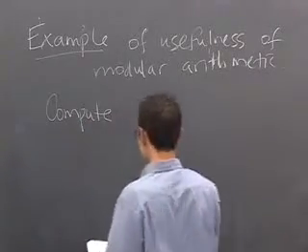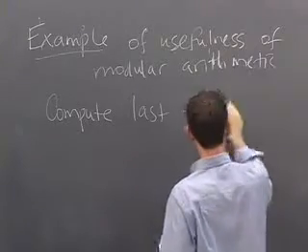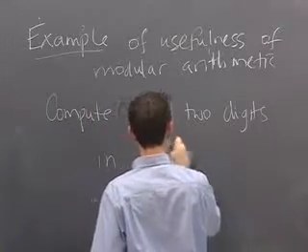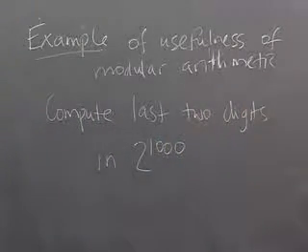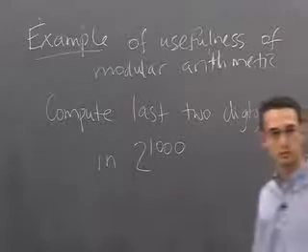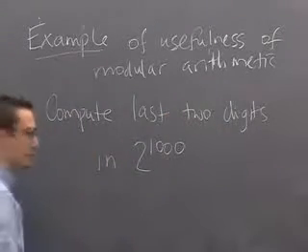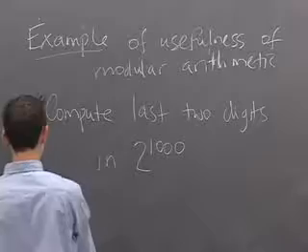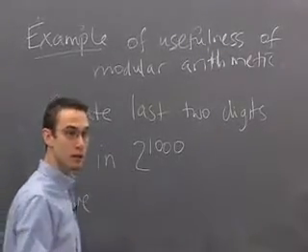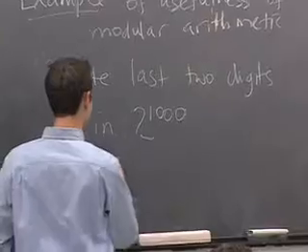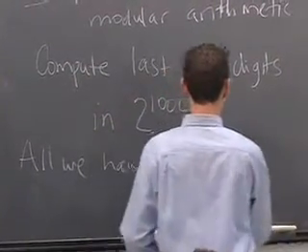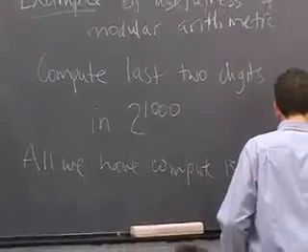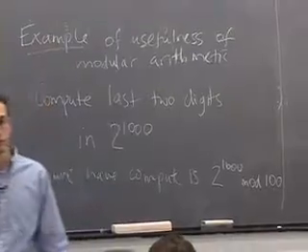Somebody tell me how to compute the last two digits in the decimal expansion of 2 to the 1,000. Go ahead. It's the remainder. Exactly. So all we have to compute is the order of 2 modulo 100. All we have to compute is 2 to the 1,000 modulo 100, which makes the whole problem extremely manageable.